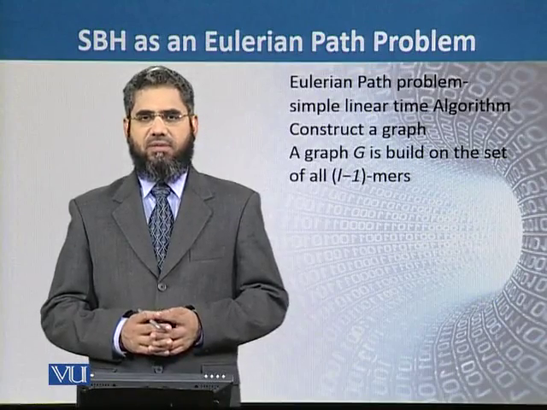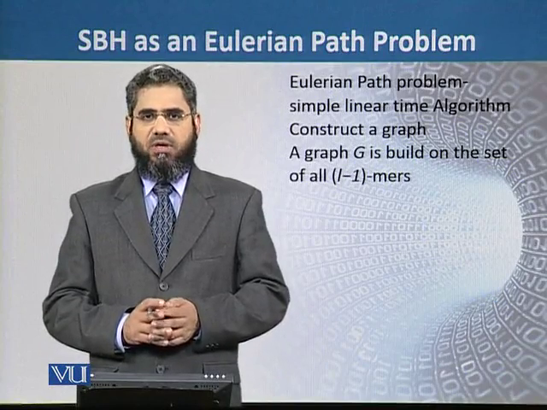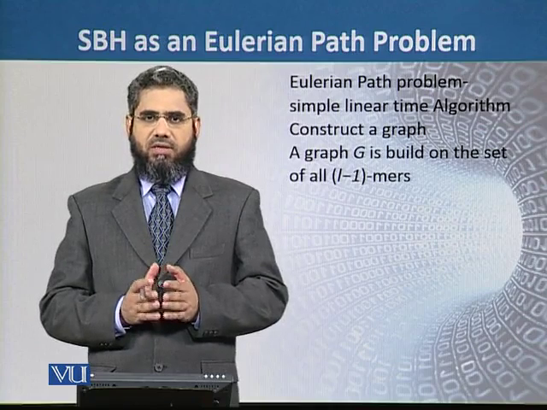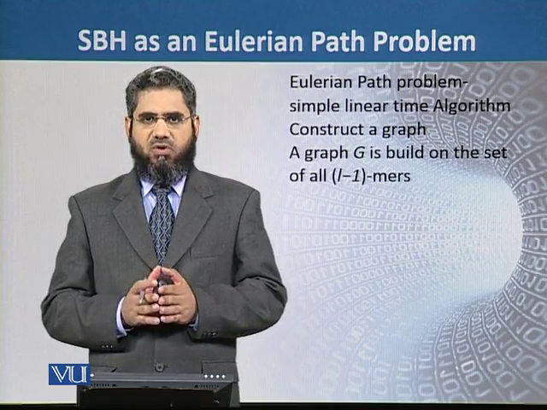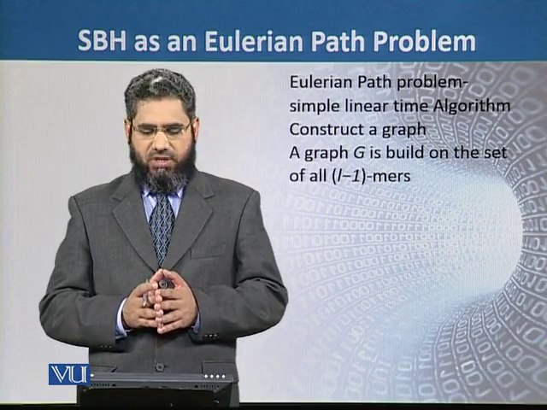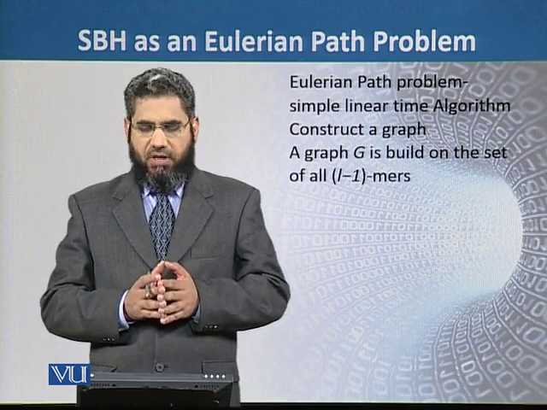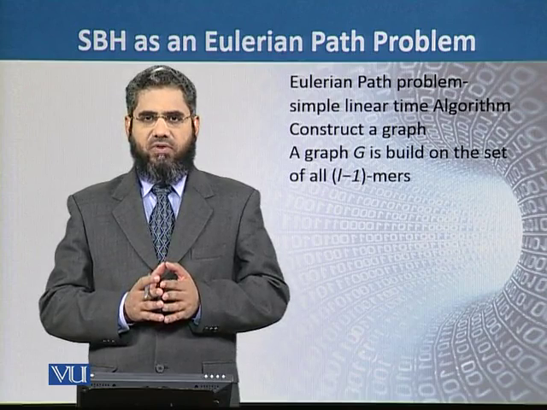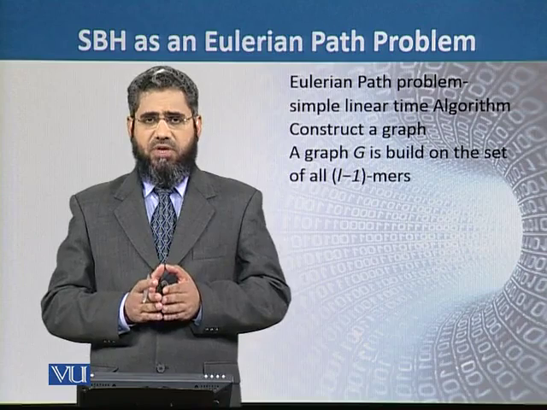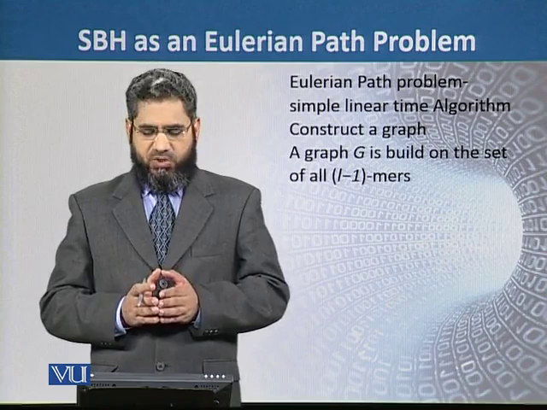We have seen earlier that when we convert the sequencing by hybridization into a Hamiltonian path problem, it does not lead to any good algorithm that can solve this problem. But fortunately, when we convert the sequencing by hybridization to a Eulerian path problem, it leads to a very simple linear time algorithm, which can be used to solve the problem of sequence rearrangement.